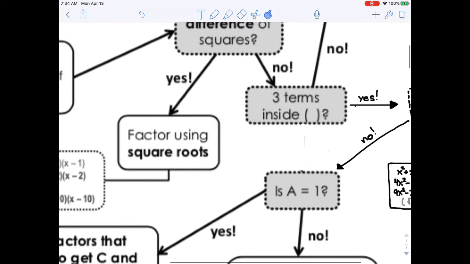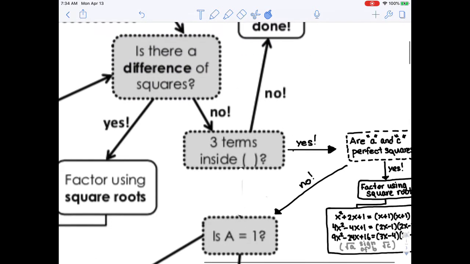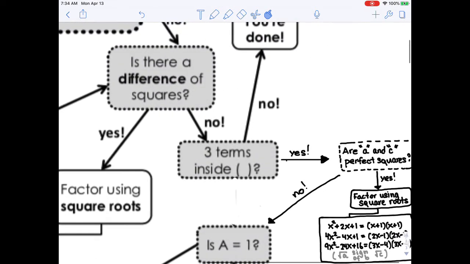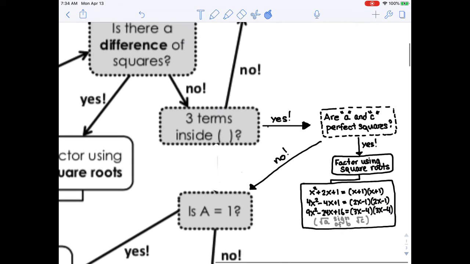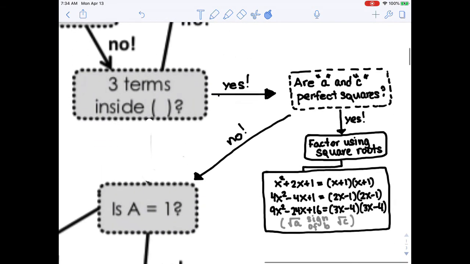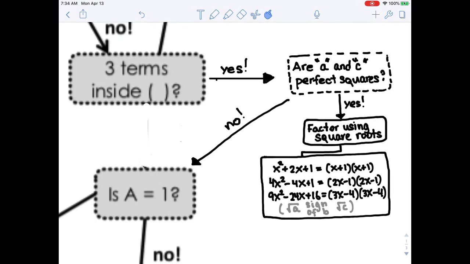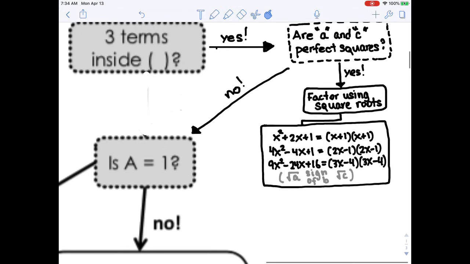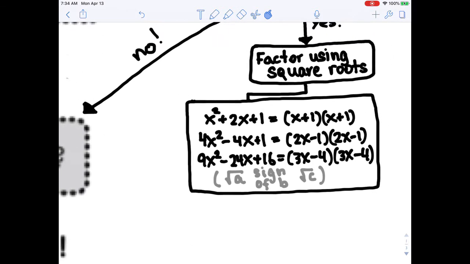If it's not, is it 3 terms? If it's no, then you're done. If it's yes, here's where I modified. Now you're going to determine, are A and C, as the first and last terms, perfect squares? If they are, then you want to use square roots again.